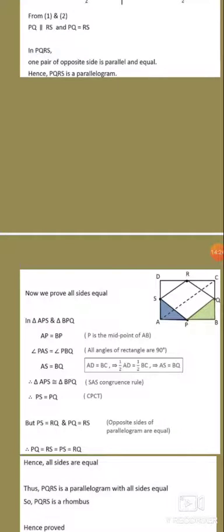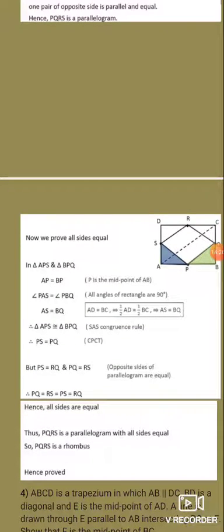Now in triangles APS and BPQ, AP is equal to BP. Why? P is the midpoint of AB. Now angle PAS is equal to angle PBQ. All angles of a rectangle are what? 90 degrees. Now AS is equal to BQ. Same type of reason. What? AD is equal to BC. Half of AD is equal to half of BC, which implies what? AS is equal to BQ.